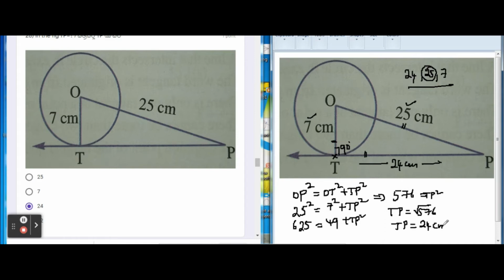So actually this is the method to find the other side. If you remember the Pythagoras triads or triples, it will be easy. 24, 25, 7 makes one Pythagoras triad. So 24 is the correct option for this question.